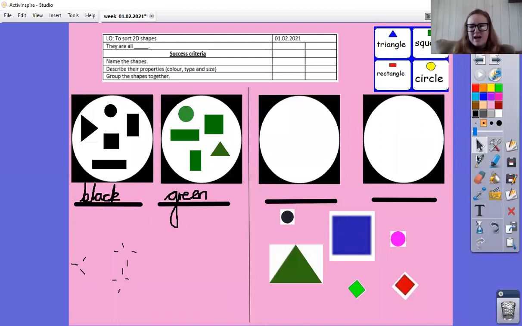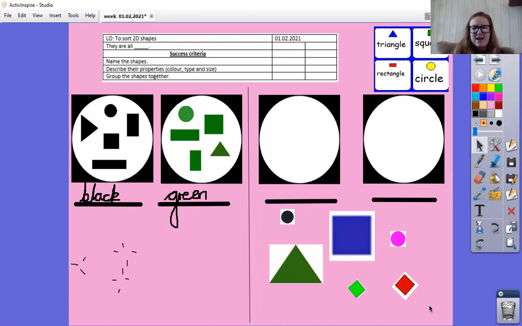Oh, so what shapes do I have here? I have a black circle, a green triangle, a blue square, a green square, and a red square, and a pink circle. And how can I sort these shapes? Well, there's many different ways I can sort these shapes. So let's have a look at one way of doing it. So let me look at my shapes.